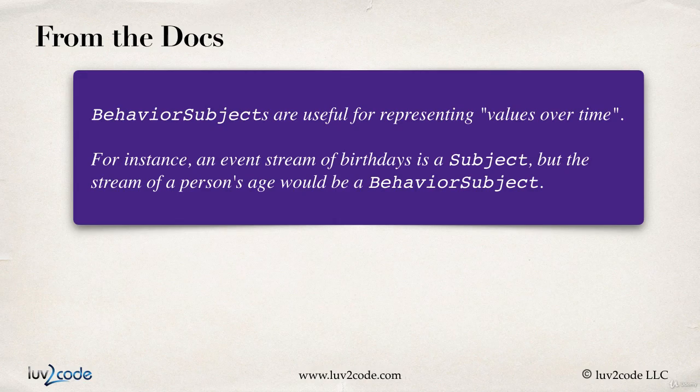And then here's some good information from the docs. Behavior subjects are useful for representing values over time. For instance, an event stream of birthdays is a subject, but the stream of a person's age would be a behavior subject. So using that analogy, a stream of a person's age. You meet a young person. Hey, how old are you? 14, 17, 18. Okay, great.